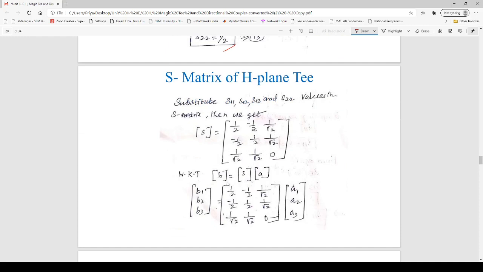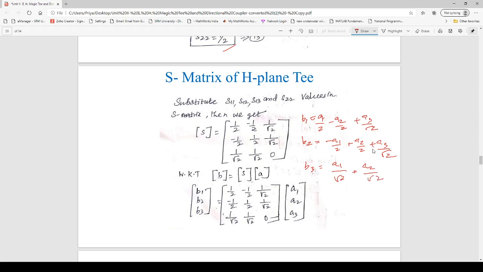Now from this I can write the equation for my reflected wave. So the reflected wave is equal to the scattering matrix into my incident wave matrix. So how many ports do I have? 3 ports. So B1, B2, B3, A1, A2, A3. From this I can write the equations. So B1 is equal to A1 by 2 minus A2 by 2 plus A3 by root 2, and in the same way B2 is minus A1 by 2 plus A2 by 2 plus A3 by root 2, and B3 is equal to A1 by root 2 plus A2 by root 2, right.